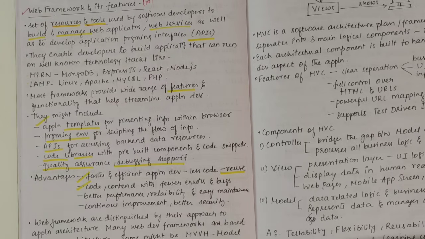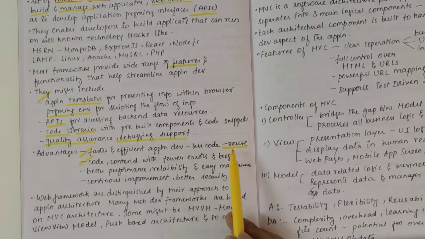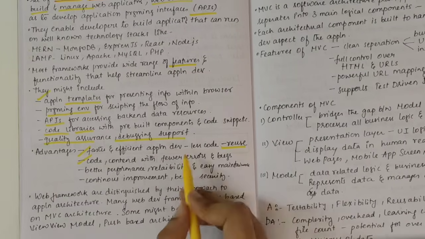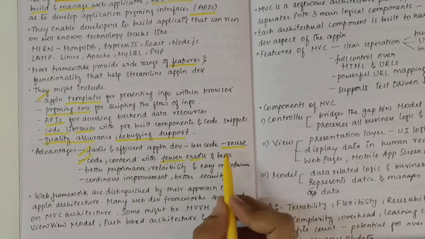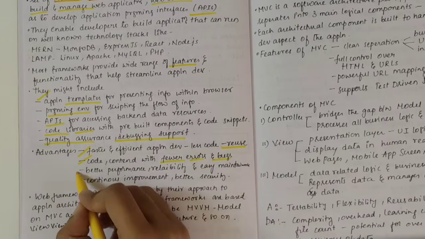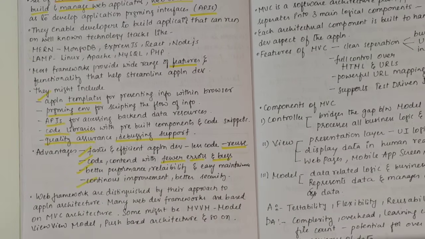Further, looking at the advantages, first we have faster and efficient application development, with less code and reuse. When we use a web framework, it becomes easy because we have fewer errors and fewer bugs. Then we have better performance, reliability and easy maintenance, and along with that, continuous improvement and better security.